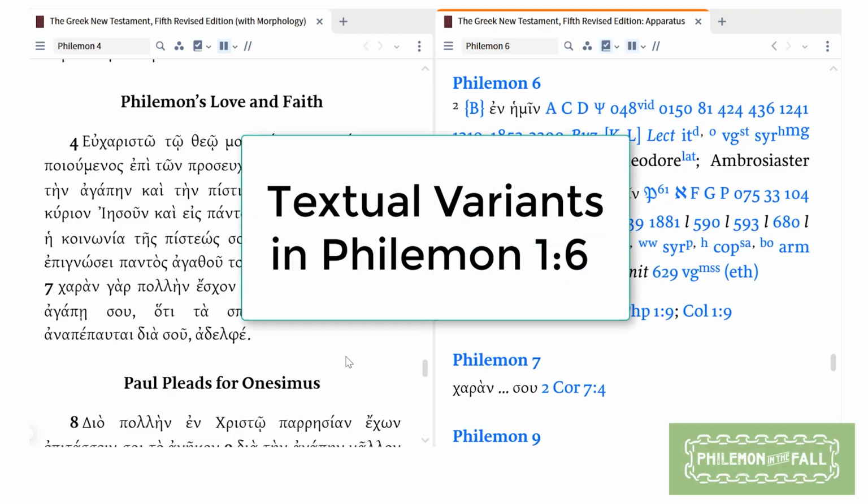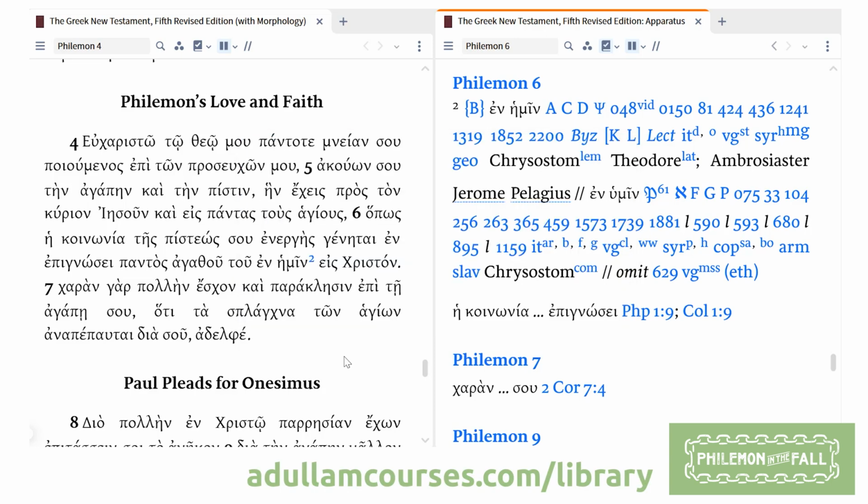We're continuing our look at textual variants in Philemon. This is the second variant in UBS5. This one occurs in verse 6. So you see the superscript number 2 right after the phrase "in hēmin."